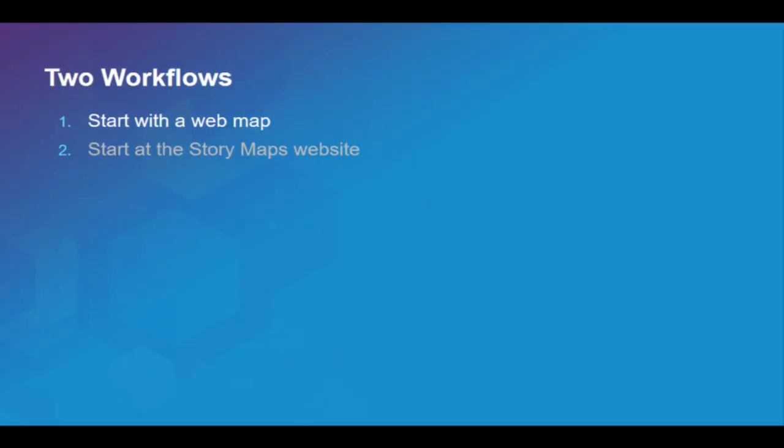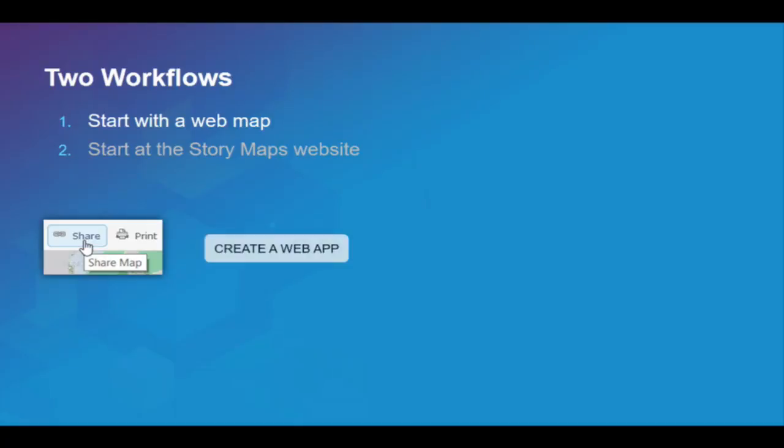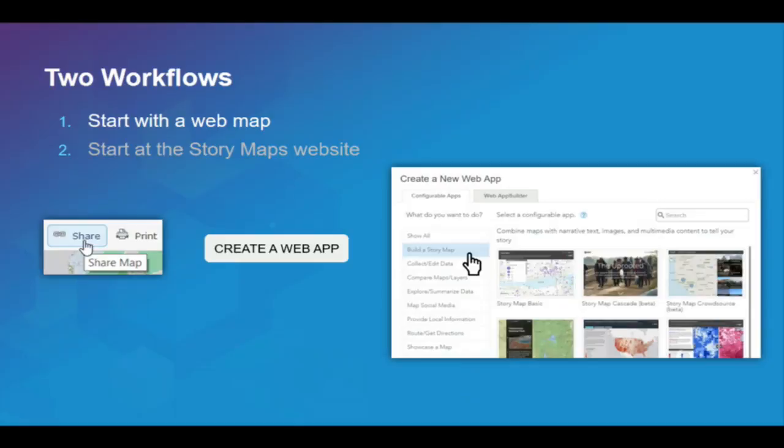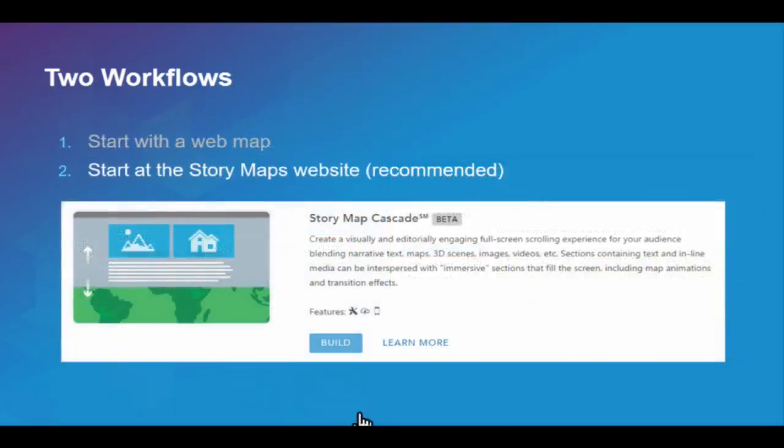So as I mentioned earlier, there's two workflows with story maps. One is you start with a web map, and the other is you start at the story maps website. And let's begin by starting with the web map first. Like Ian just showed, you craft your web map, you share it, you click Create a Web App, and one of the things that you can choose from is a topic called Build a Story Map. So they're organized uniquely within the Create a New Web App gallery. From there, once you click a story map, it starts up the builder experience, and it's just as if you started at the story maps website. So at that point, it's where they connect together, and the experience is the same.